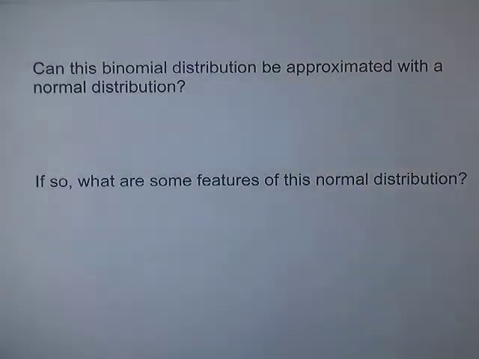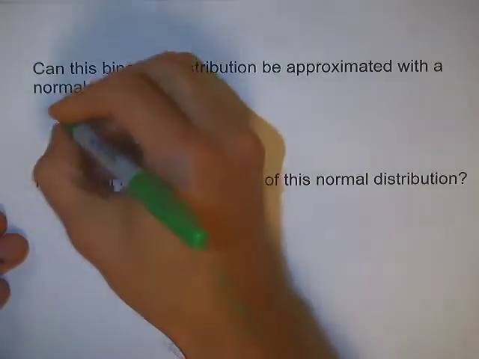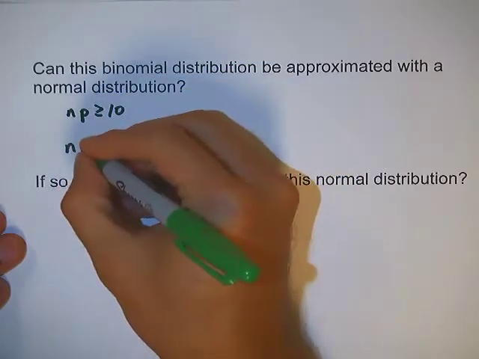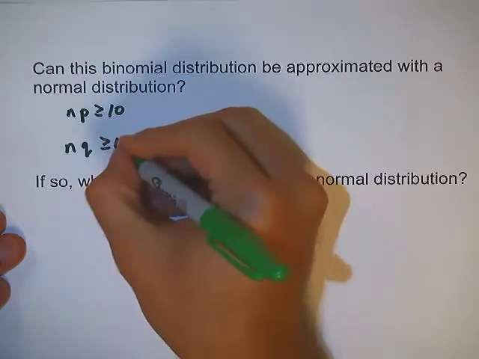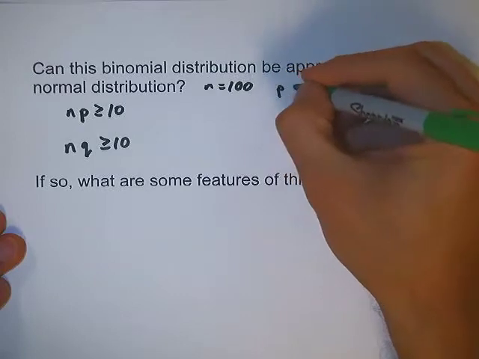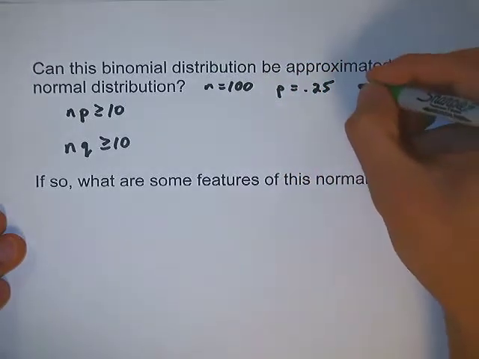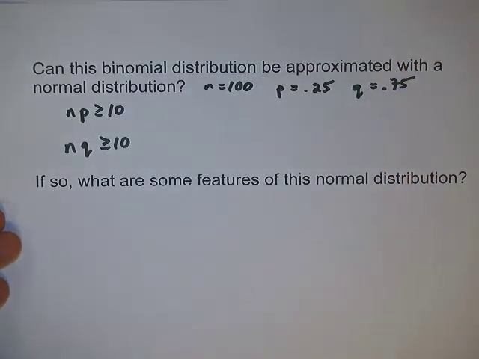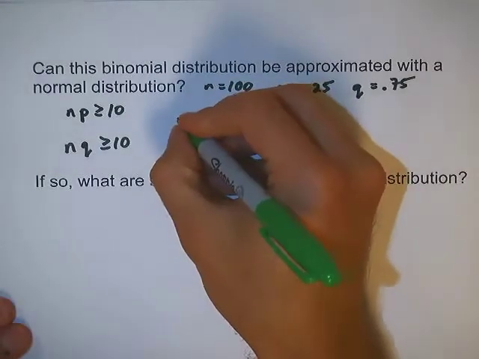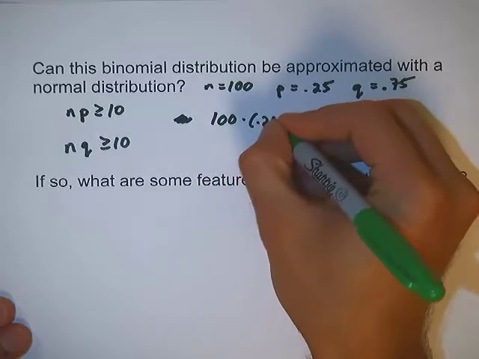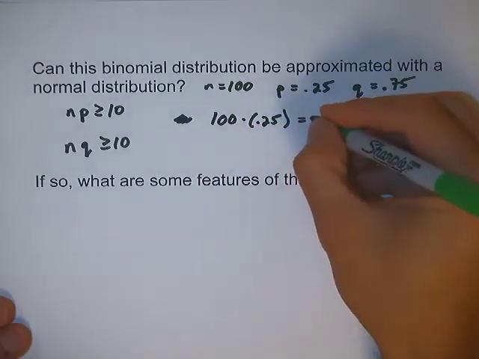Now, can this binomial distribution be approximated with a normal distribution? Remember, we need to test n times p greater than or equal to 10 and n times q greater than or equal to 10. We know that n is 100, p, the probability of success, is 0.25, and q, the probability of failure, is the complement, 0.75. Let's figure out n times p first. n times p is 100 times 0.25, which equals 25.